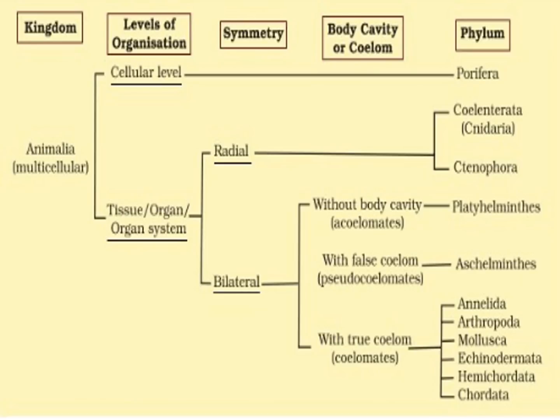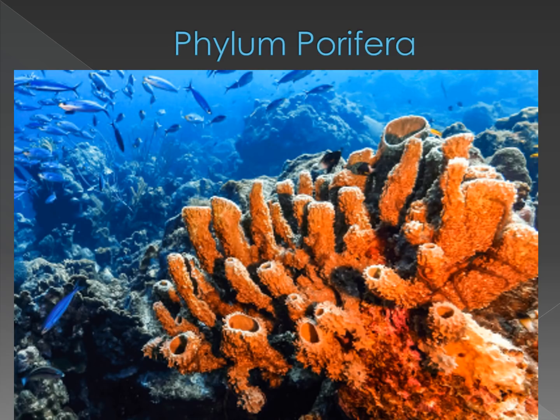That is phylum Porifera, Coelenterata, Platyhelminthes, Aschelminthes, Annelida, Arthropoda, Mollusca, Echinodermata, Hemichordata. So this is what we will be discussing today. In the next class we will be discussing phylum Chordata because it has many different examples in it. So the first one we are going to start with is phylum Porifera.